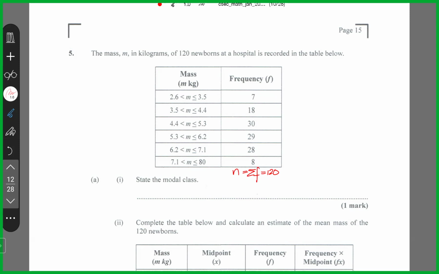4.4 < M ≤ 5.3. So the modal class is M is less than or equal to 5.3, but greater than 4.4.